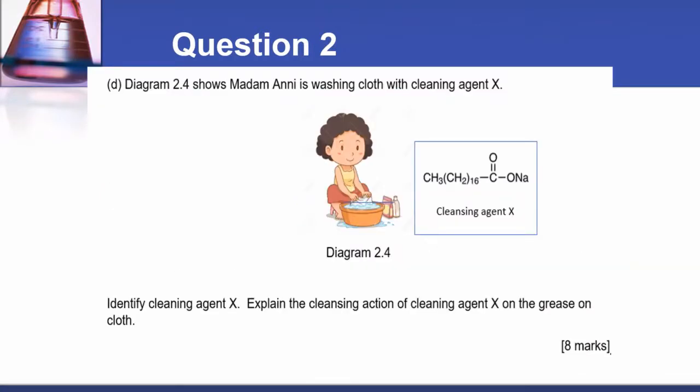Now let us look at question 2D. Diagram 2.4 shows Puan Annie is washing clothes with cleaning agent X. Okay, cleaning agent X. So you can see that it will be RCOONa. So identify cleaning agent X. Explain the cleansing action of the cleaning agent X on the grease on the cloth. So keyword number 1, first mark will be what is cleaning agent X. And then the other marks, 7 marks, will be for the cleansing action of the cleaning agent X.